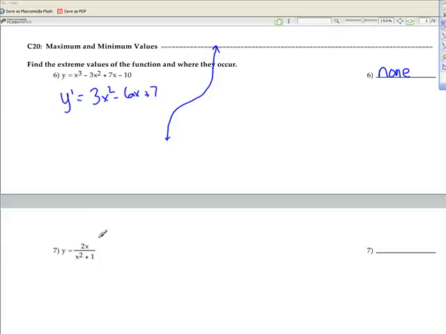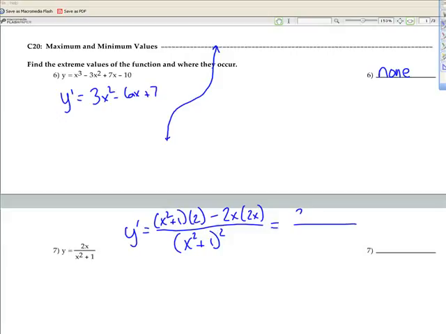While we're here, we'll just look at number 7 also. Same thing, if we take the derivative, we've got to do the quotient rule. So the bottom times the derivative of the top is 2, minus keep the top times the derivative of the bottom is 2x. This is the same as 2x squared plus 2 minus 4x squared all over the same denominator. The numerator simplifies to negative 2x squared plus 2, and the denominator remains x squared plus 1 quantity squared.